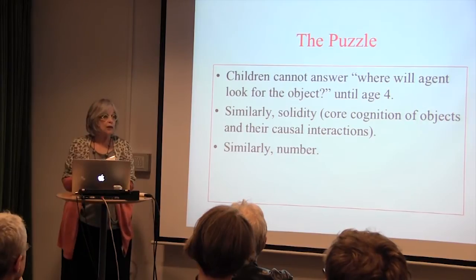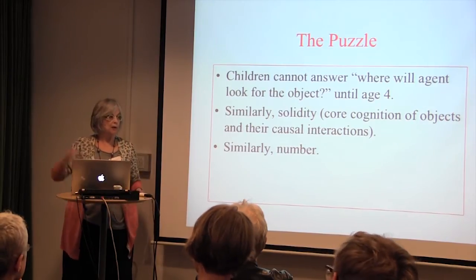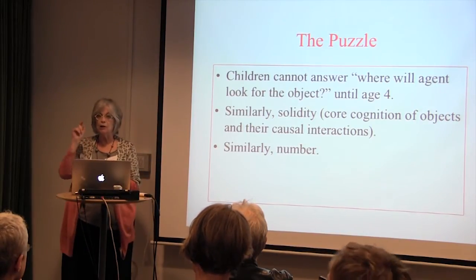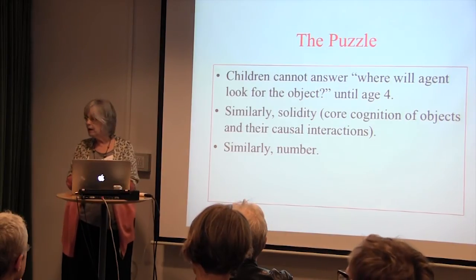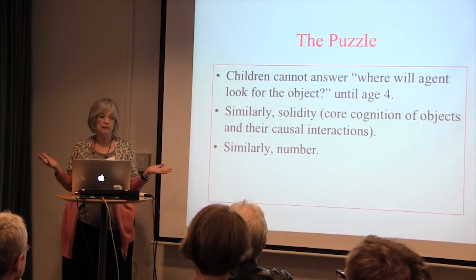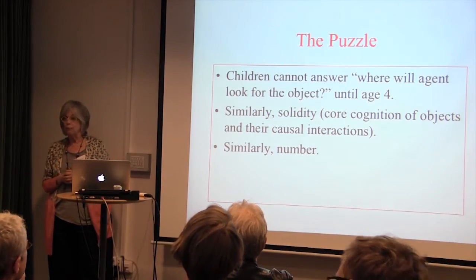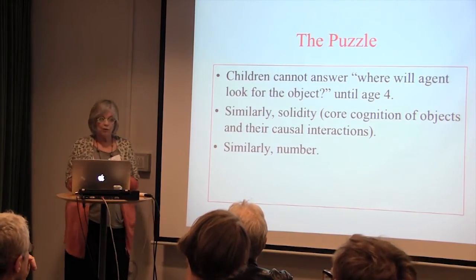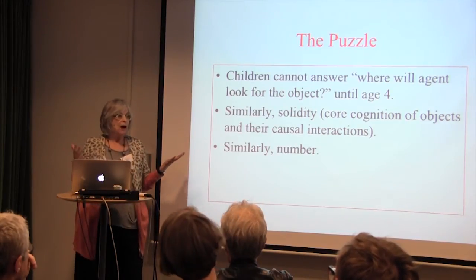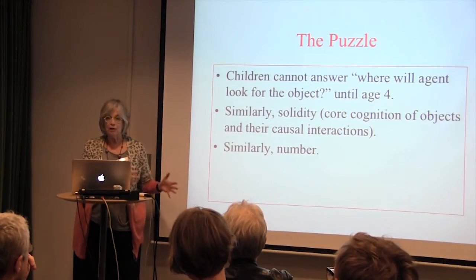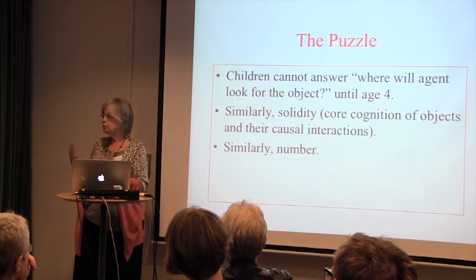At age 3, you do exactly the same experiment. You drop it and you just ask the child to point to where the object is. They're at chance, okay? And similarly, I'm going to show you for number. So the question is, how can babies be so smart and how can 3-year-olds be so stupid?